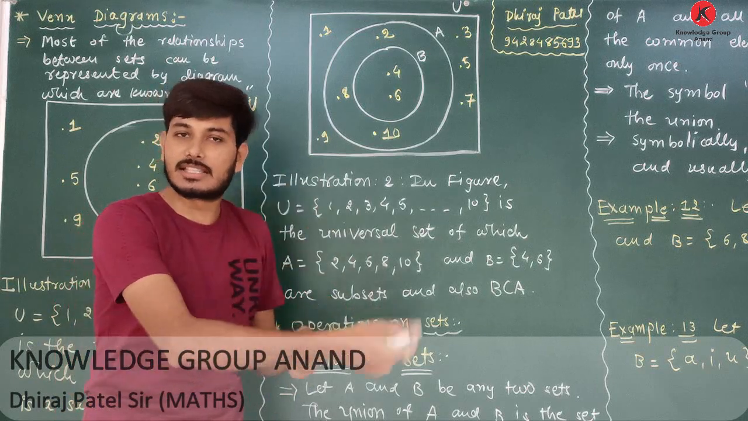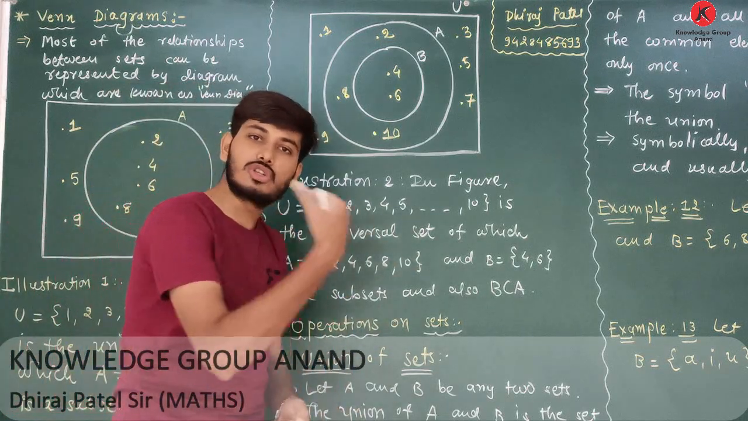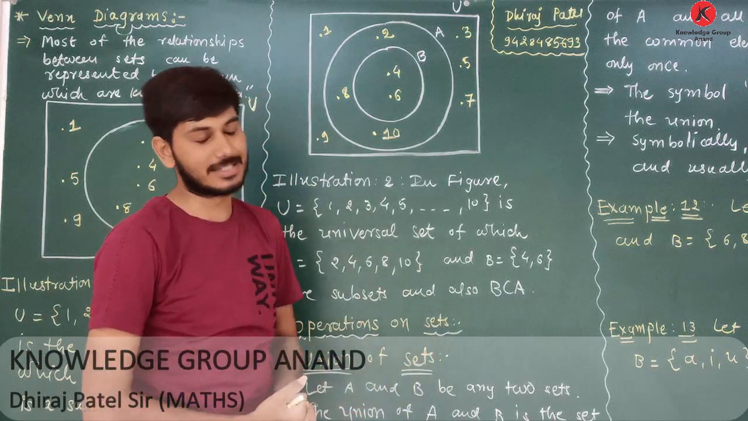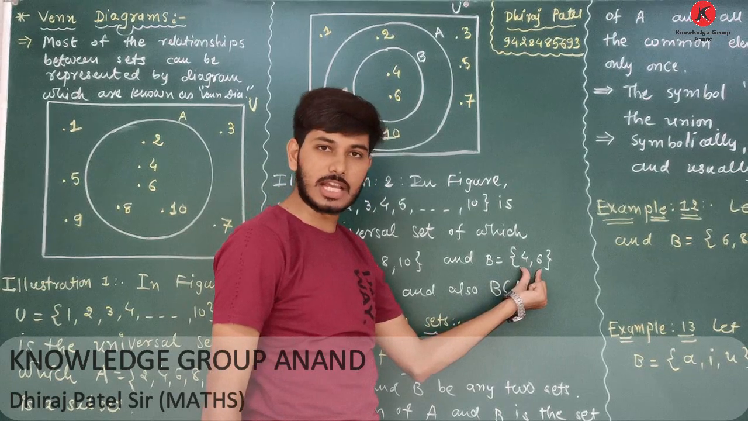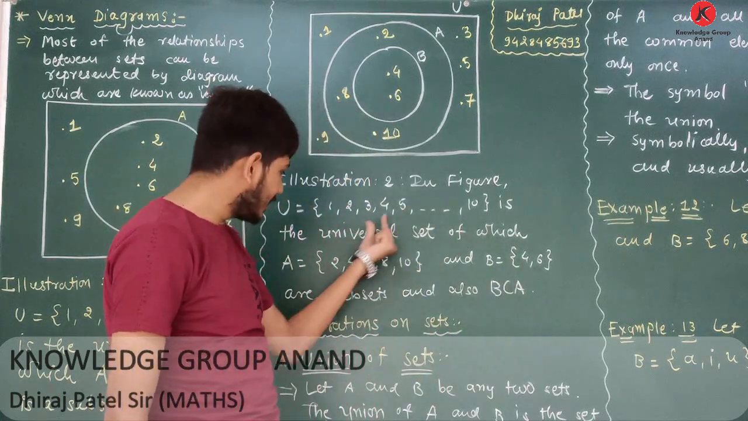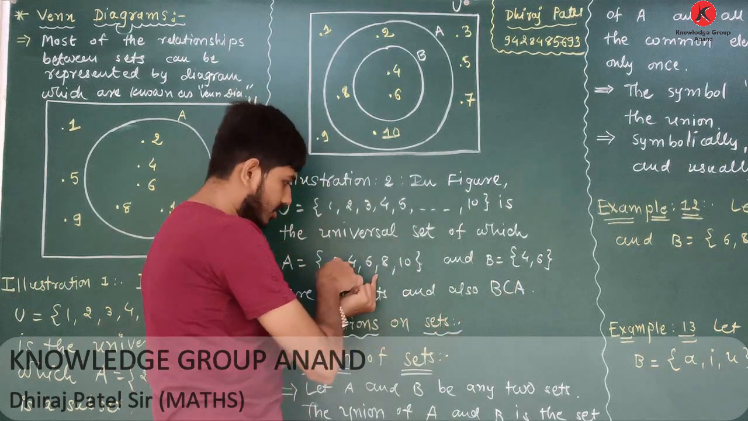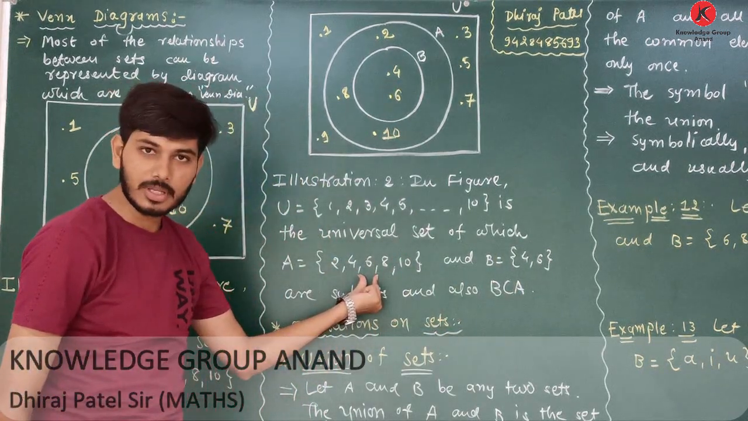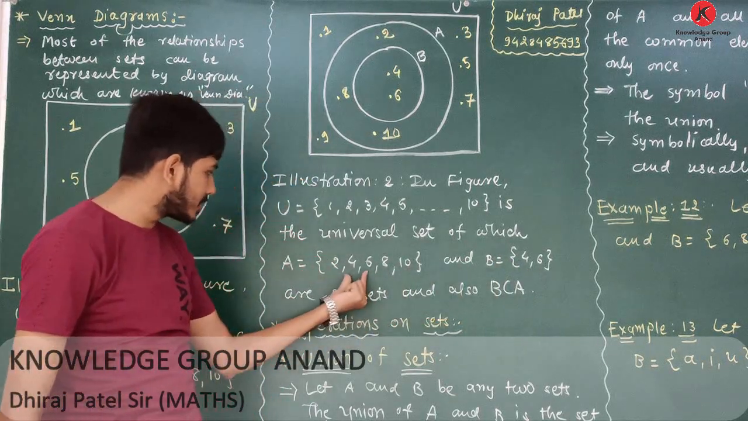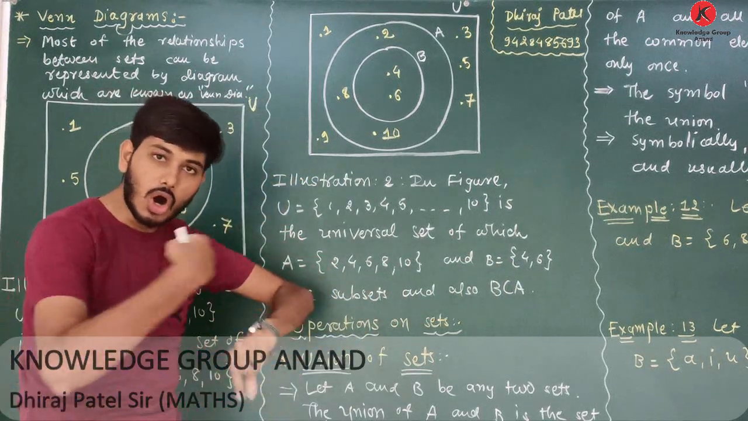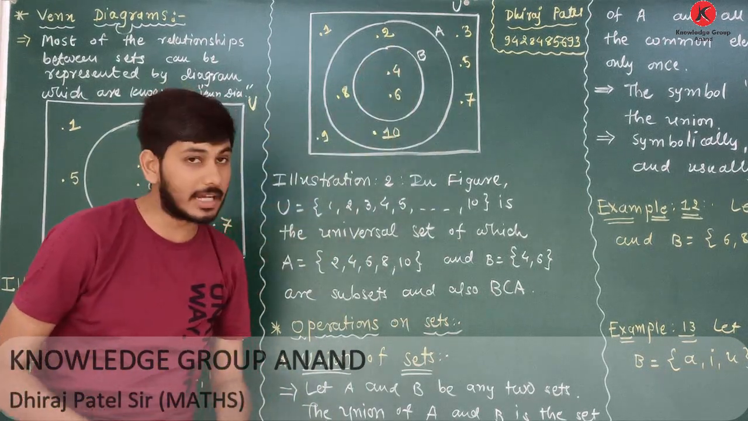Therefore, A is a subset of the universal set, as well as B is also a subset of the universal set. Now see here, all the elements of set B lie in set A. So B is a subset of A, or you can directly write it from the Venn diagram also.